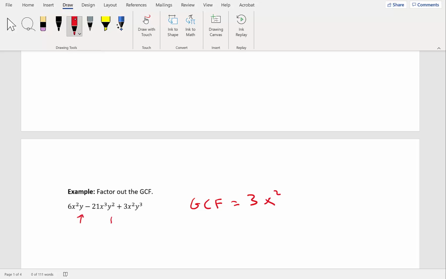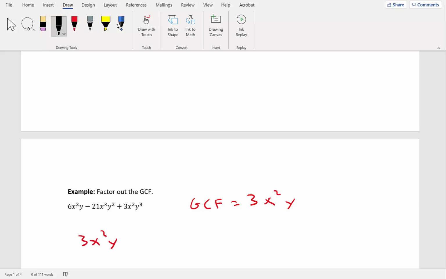This is a y to the first power, y to the second, and y to the third. So the most amount they have in common is just 1y. So that's all we could factor out from those 3 terms. So our GCF here is 3x squared y.